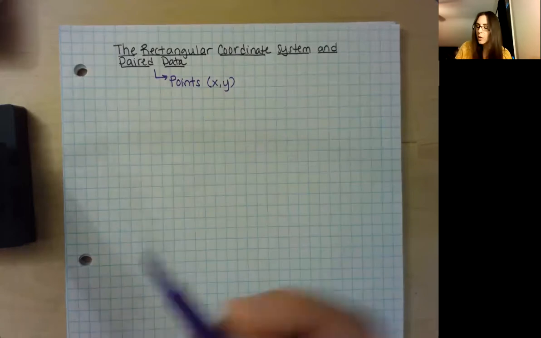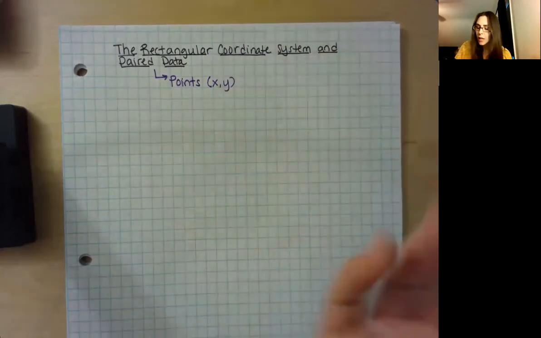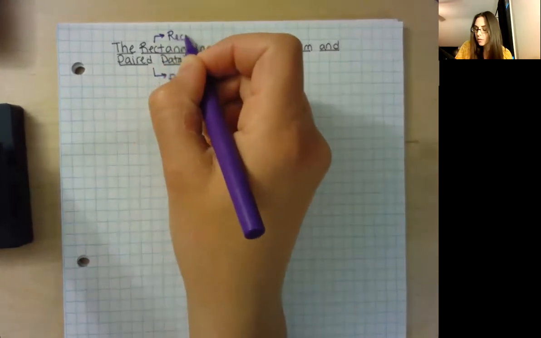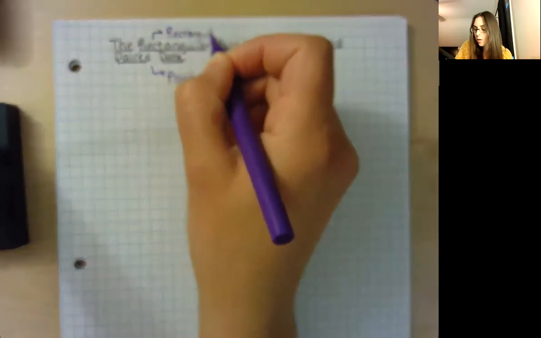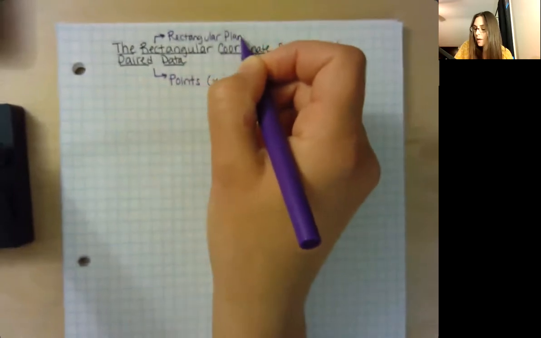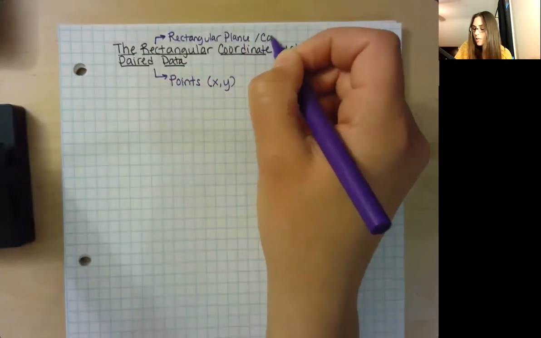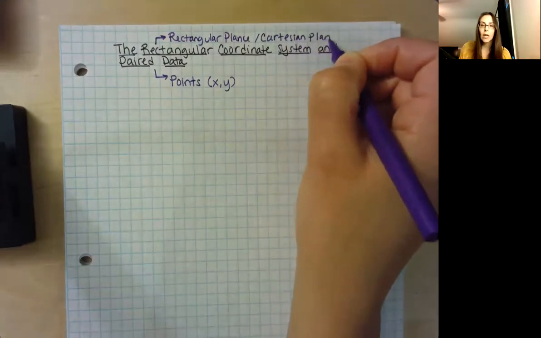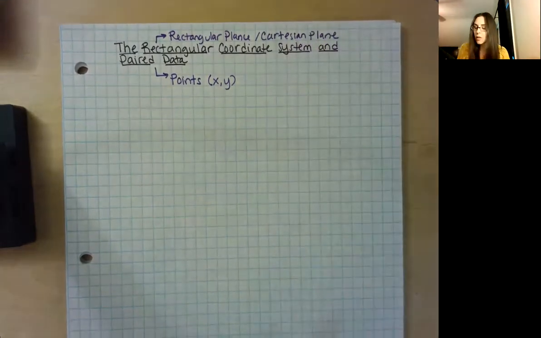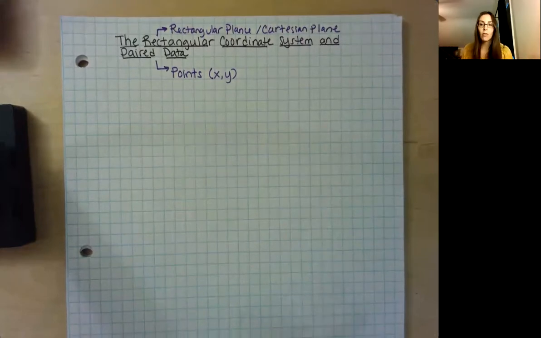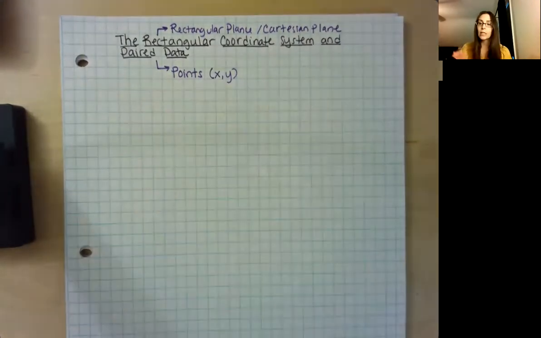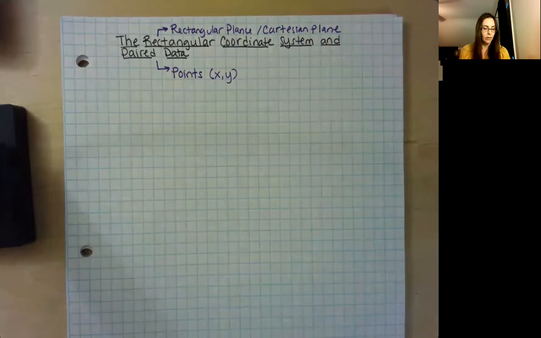Now, your rectangular coordinate system has lots of names as well. So sometimes we'll just call it the rectangular plane. Or sometimes you'll also hear the Cartesian plane or system as well, for Rene Descartes. So there are different words here that you may have heard already too. I want to do a lot of definitions today and then a lot of examples of plotting points and finding points and all of that good stuff too.